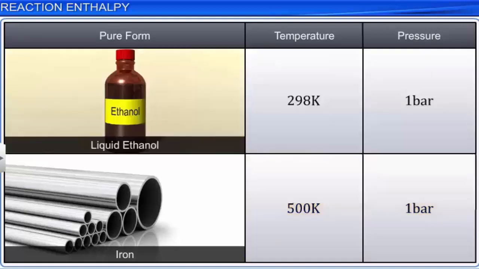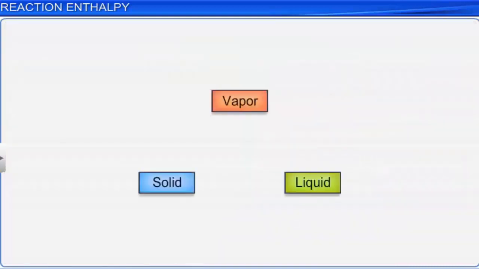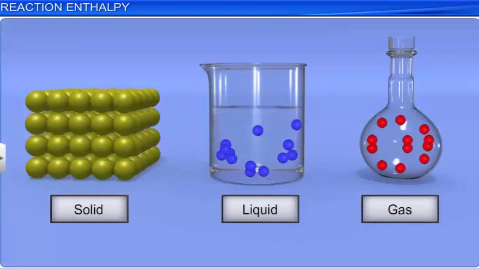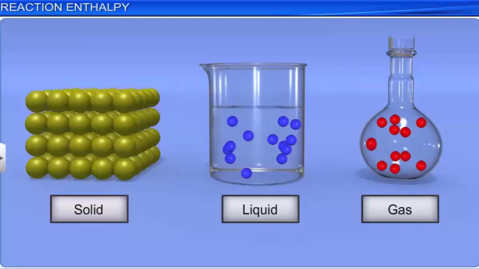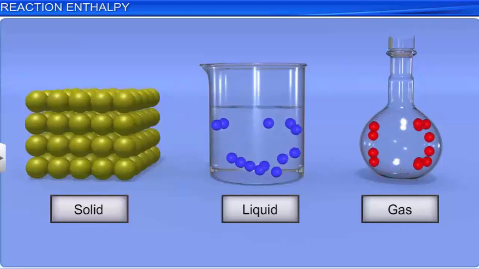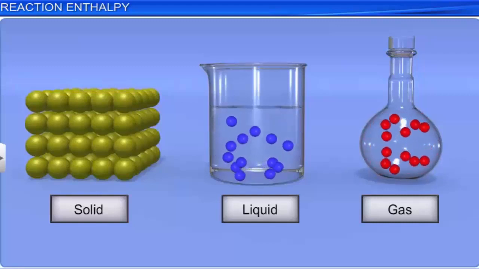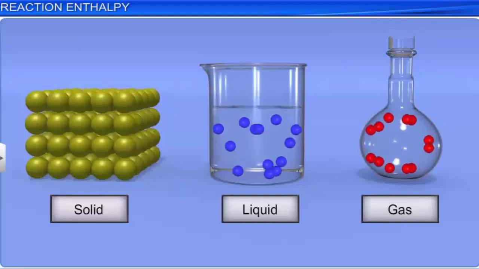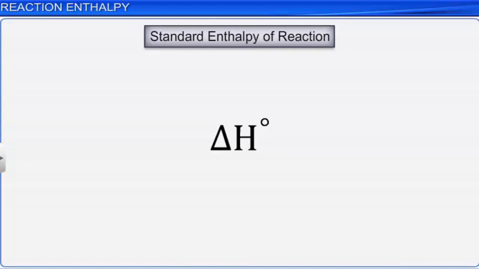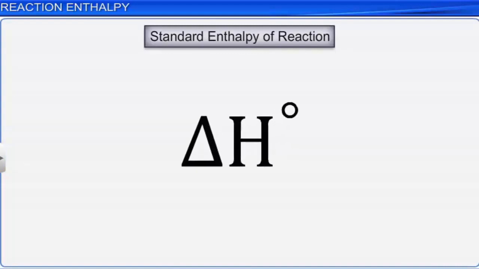Let us now look at the enthalpy changes during phase transformations. We know that the intermolecular forces in the 3 states of matter are different. Therefore, the amount of energy required to convert matter from one state to another also differs. Standard enthalpy is represented as ΔH°, where the superscript naught indicates the standard state.